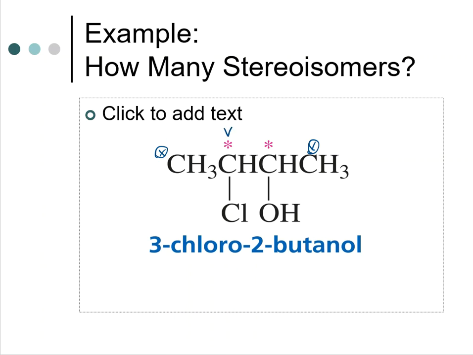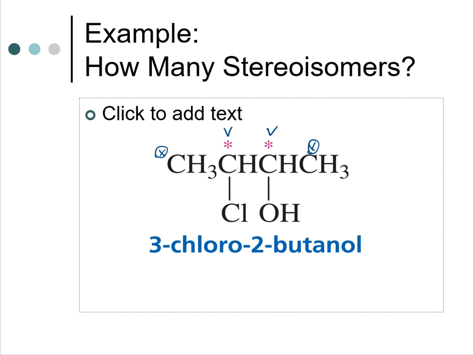Yes, that is a chiral center. On the right-hand side, this carbon has a hydrogen, an OH, a CH3, and then this 2-piece with a chlorine on it. Yes, there are 4 different groups on that carbon as well. We have 2 chiral centers.